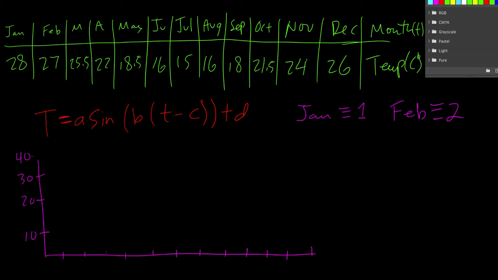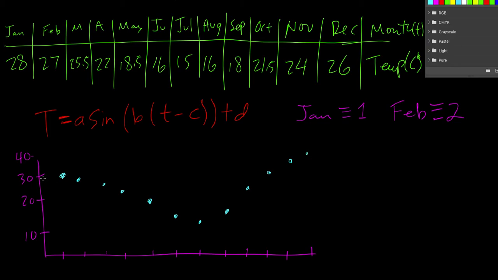Okay, so we just plot this data. At January, we were at 28. February, a tiny bit lower. March, a tiny bit lower. April, we're at about 22. May, we're under 20. July, we're even lower. June, we're even lower. And then August. And then September, it's almost symmetric. Should be.